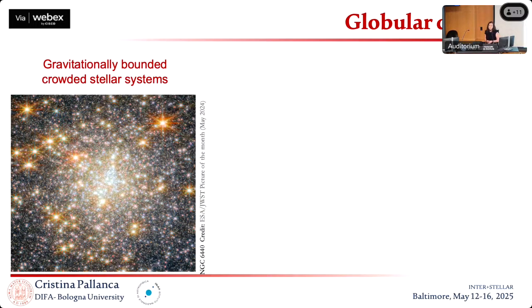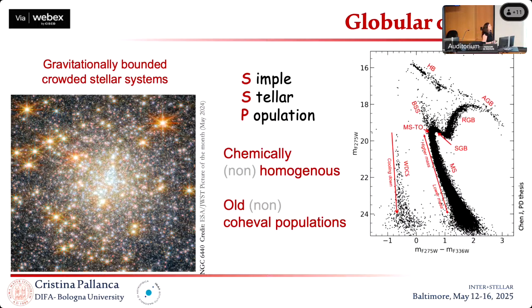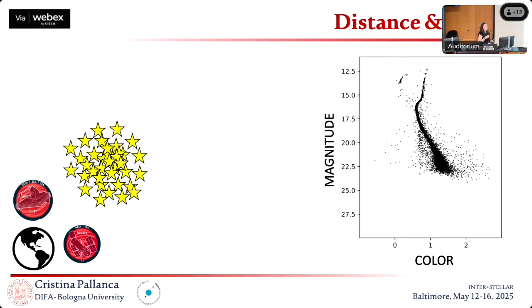Globular clusters are gravitationally bound crowded stellar systems, and even if we know that it is no longer entirely true, they can still be considered the best example of simple stellar populations. That means that they are made up of old, coeval, and chemically homogeneous stars. And thanks to these properties, if we study the color magnitude diagram of globular clusters, we can distinguish very well-defined evolutionary sequences. But what happens to these sequences if we locate them in different parts of our galaxy?